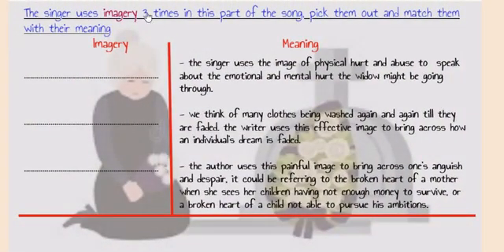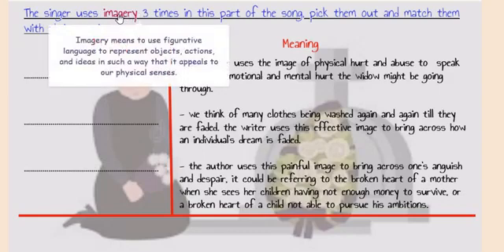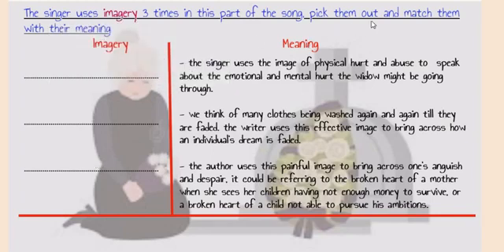The singer uses imagery 3 times in this part of the song. So imagery means to use figurative language to represent objects, actions, and ideas in such a way that appeals to our physical senses. So what are these 3? Pick them out, please, and match them with their meaning.